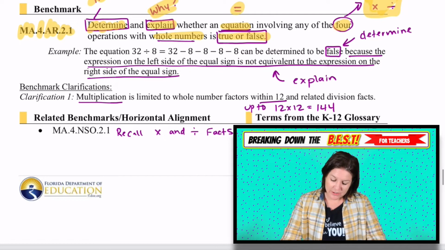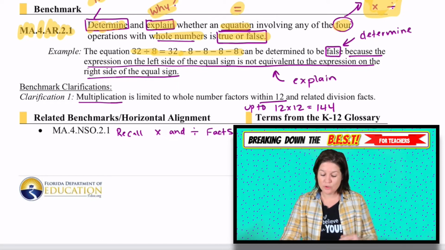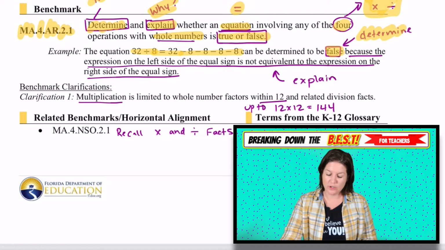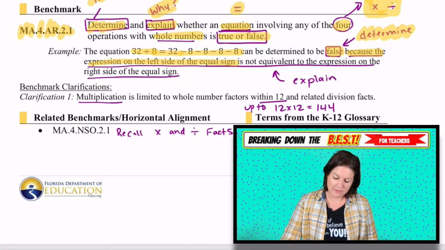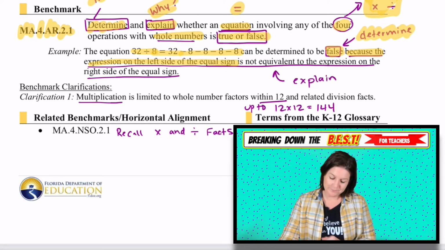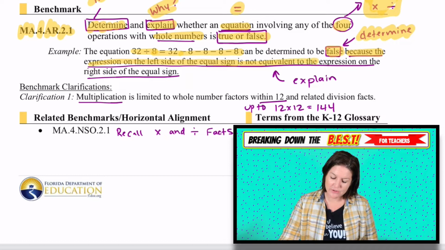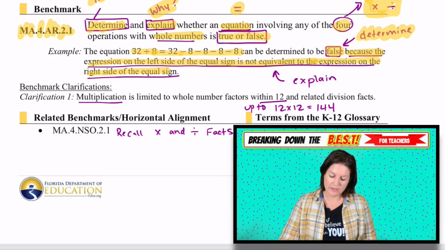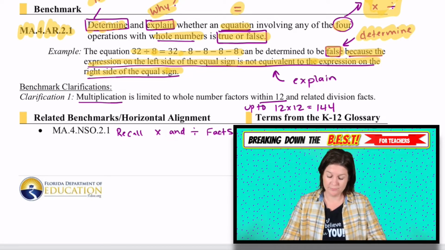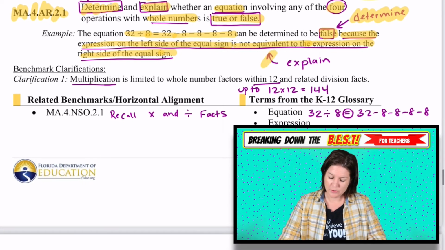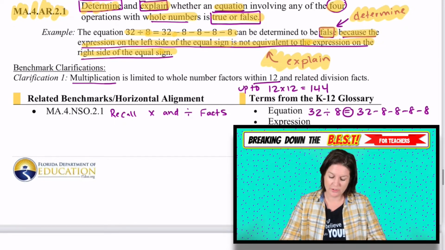So in action, in this example, the equation 32 divided by 8 equals 32 minus 8 minus 8 minus 8 minus 8 can be determined to be false. This is the determine part of the standard, because the expression on the left side of the equal sign, which is 4, is not equivalent to the expression on the right side of the equal sign, which is 0. 4 is not equal to 0. So this would be the way that you can explain it, determine and explain.